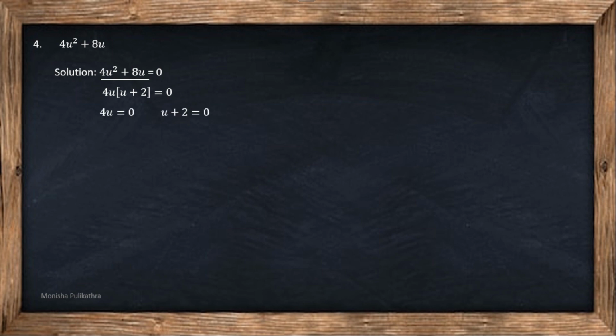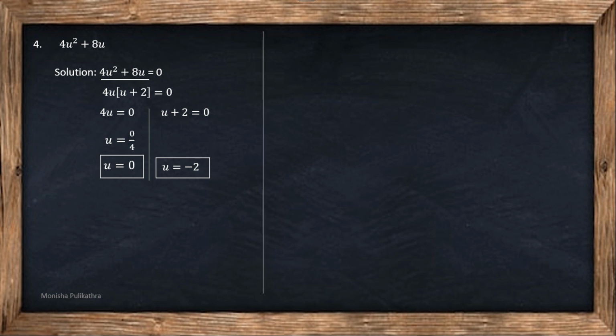Then we separately equate it to 0. 4u is equal to 0 and u plus 2 is equal to 0. Then we will get u is equal to 0. Why? Because u is equal to 0 by 4 and 0 by 4 is always equal to 0. Then in the next step, u is equal to minus 2. So u is equal to 0 and u is equal to minus 2 are the zeros of the polynomial of this equation. Next, going to relationship between zeros and the coefficient.